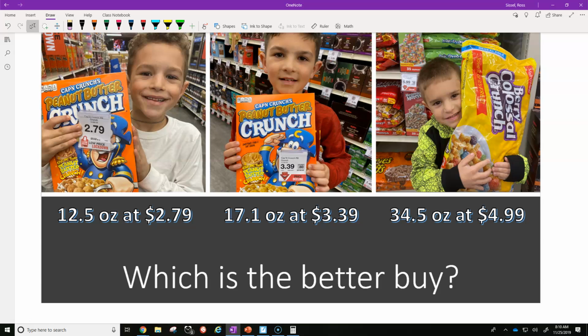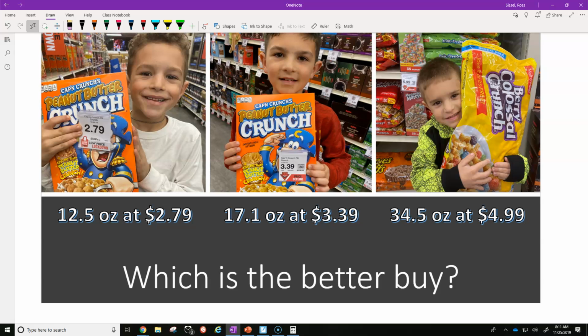Here's what I want you to do in your table group. Because I'm going to call someone for each cereal, I need to know the cost per ounce, because right now the cereals are not comparable. 12.5 ounces, 17.1, 34.5. Could I use some number sense to figure out the better buy? Yes. Or, I swear to you, I do this every single time, I always find the cost per ounce.